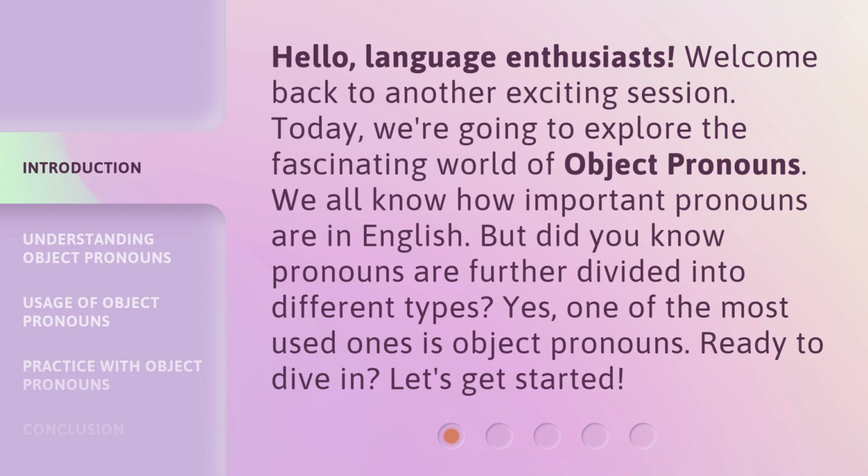Today, we're going to explore the fascinating world of object pronouns. We all know how important pronouns are in English. But did you know pronouns are further divided into different types? Yes, one of the most used ones is object pronouns. Ready to dive in? Let's get started.